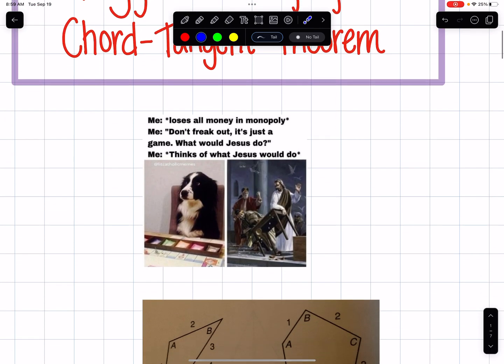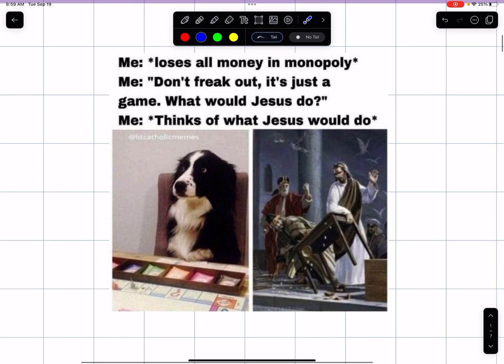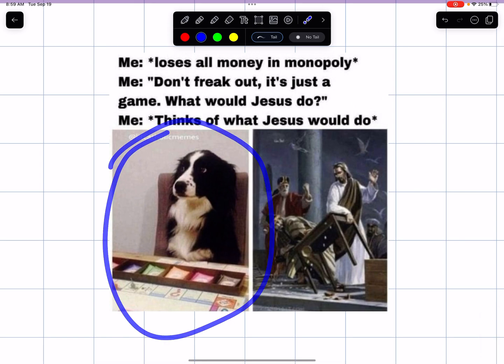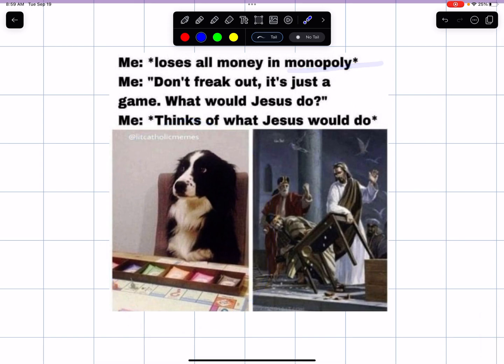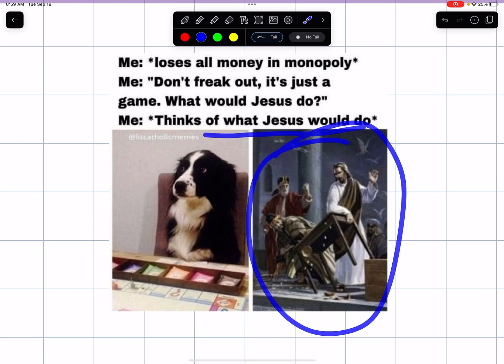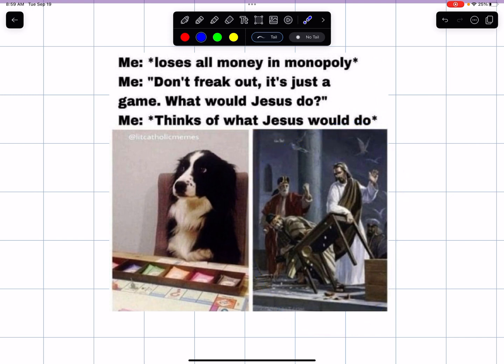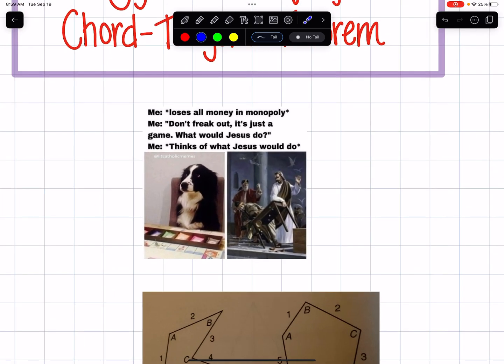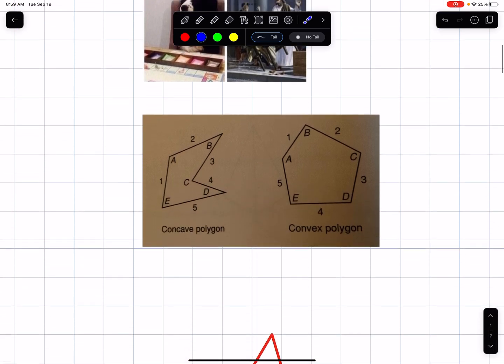But before we do that, let's look at this little meme here. Me loses all money in Monopoly. Oh, I hate Monopoly for that reason. Me, don't freak out. It's just a game. What would Jesus do? Me thinks of what Jesus would do. Remember that story? That is a story in the Bible where he turns over the tables because the money changers are at the temple there. So there you go. Probably still shouldn't do it in Monopoly, but something to think about.